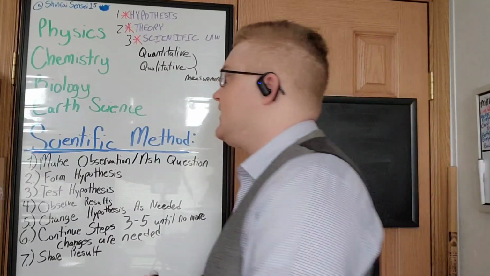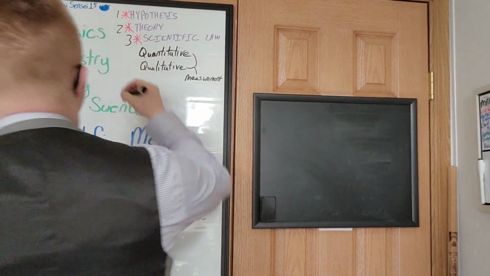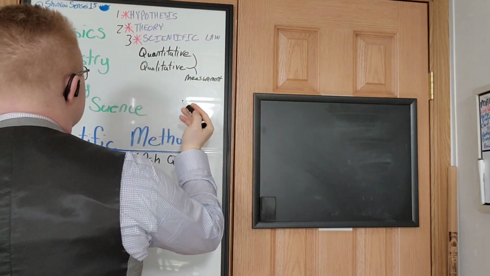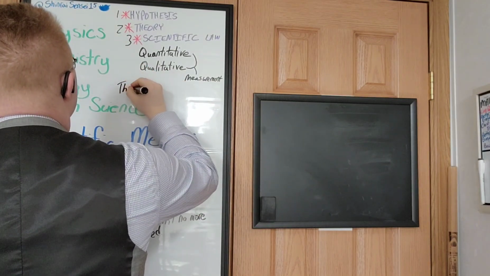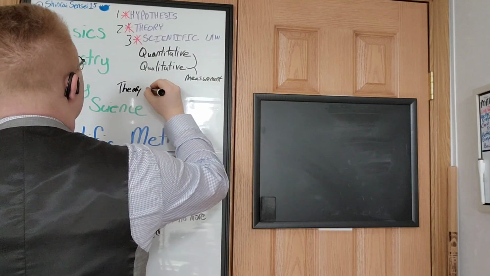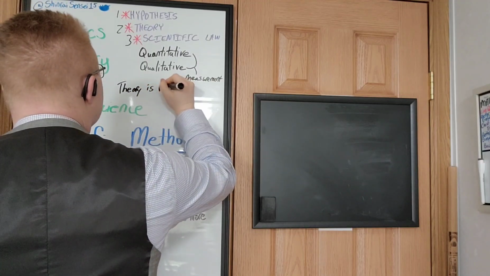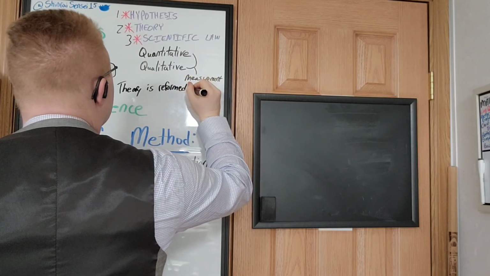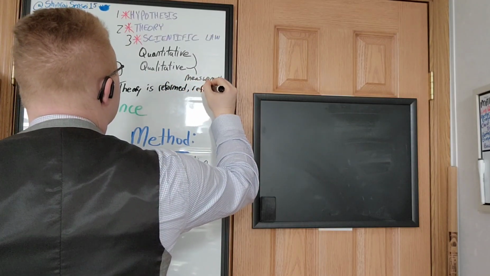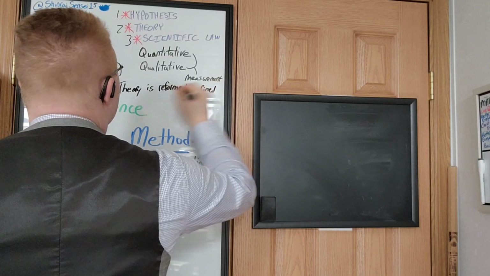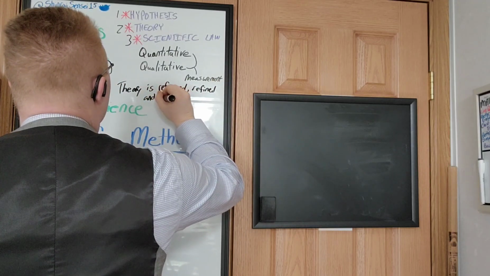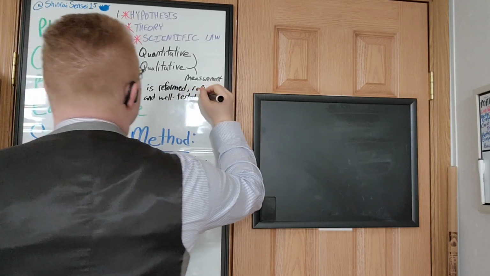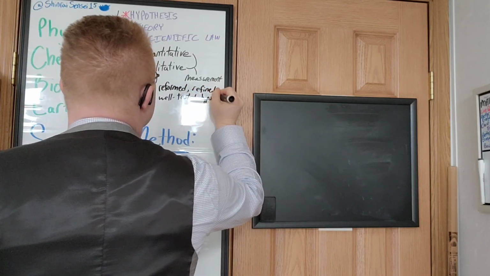And a theory is a more informed hypothesis. So, a hypothesis is an educated guess. Well, then a theory is a reformed, refined, and well-tested hypothesis.